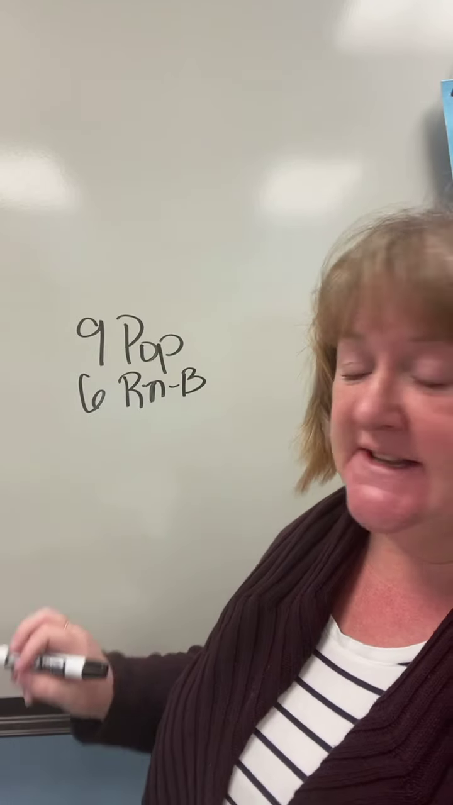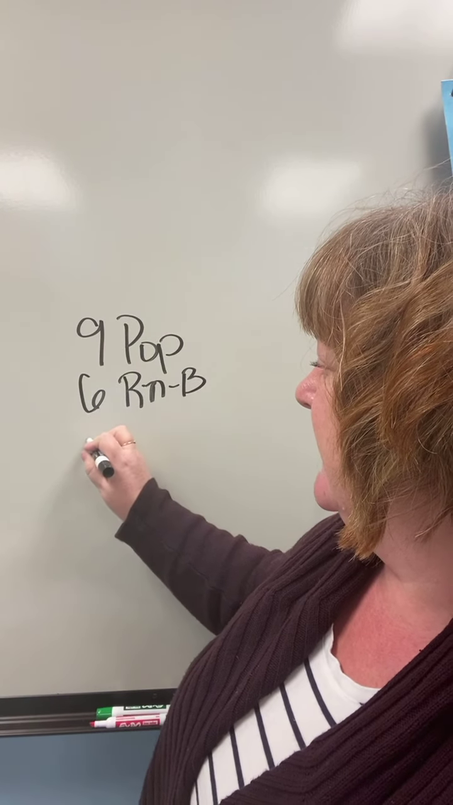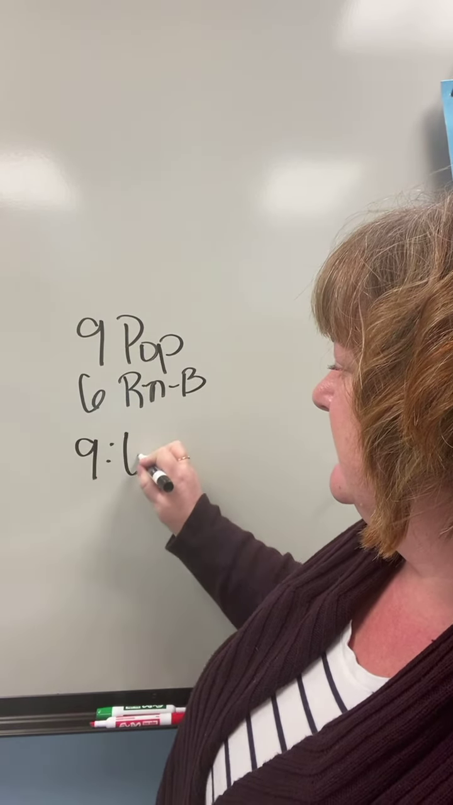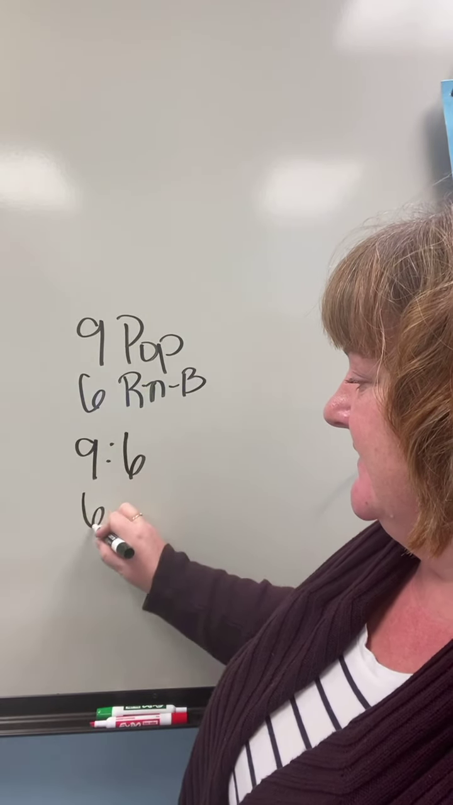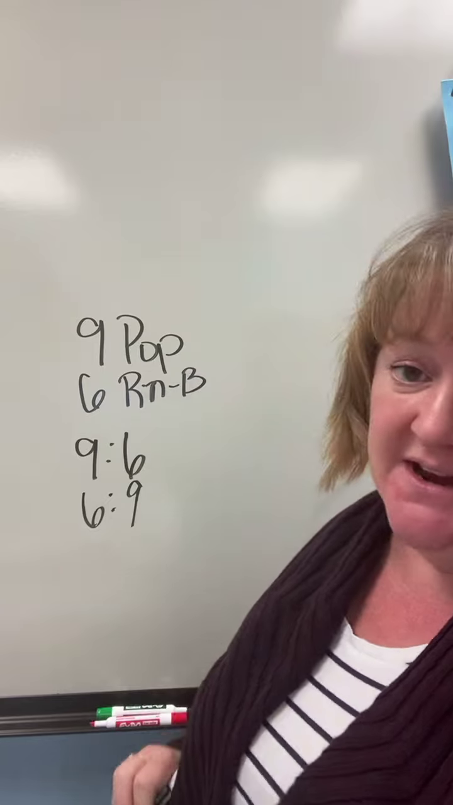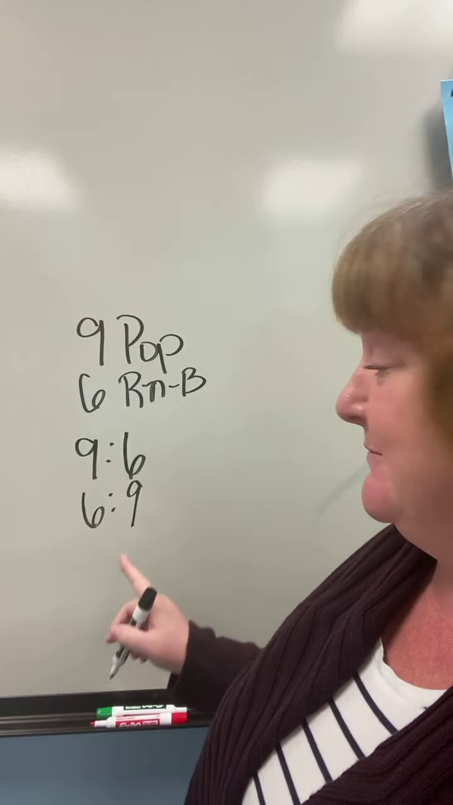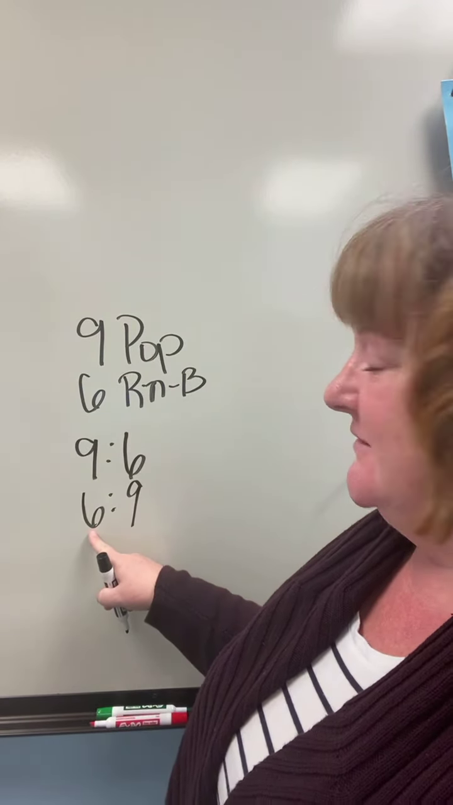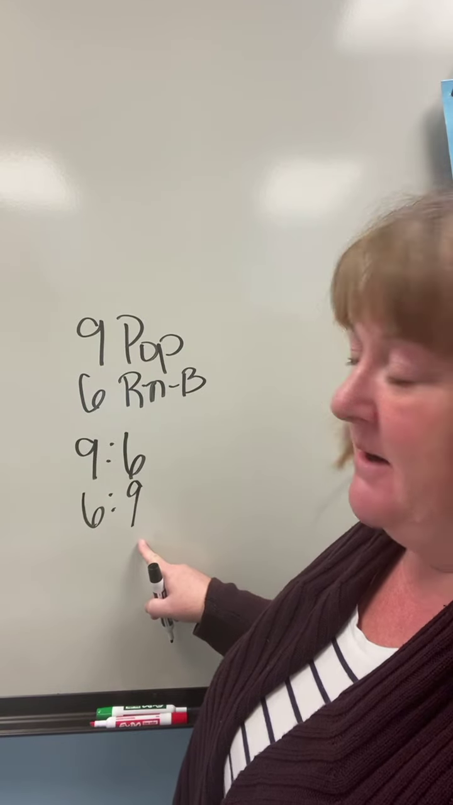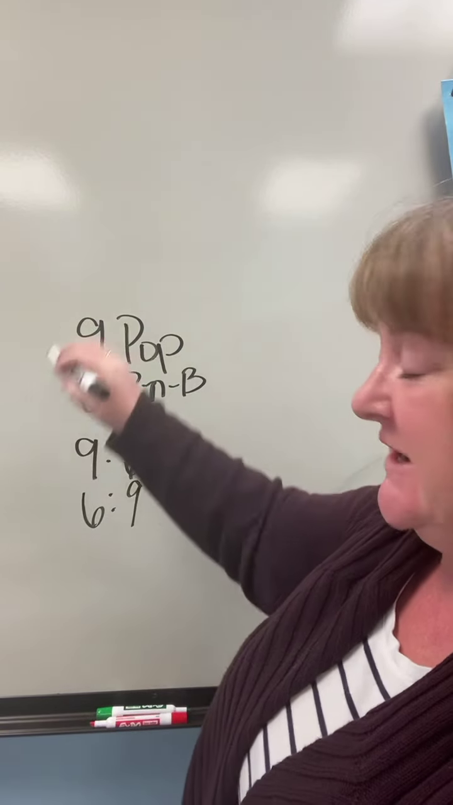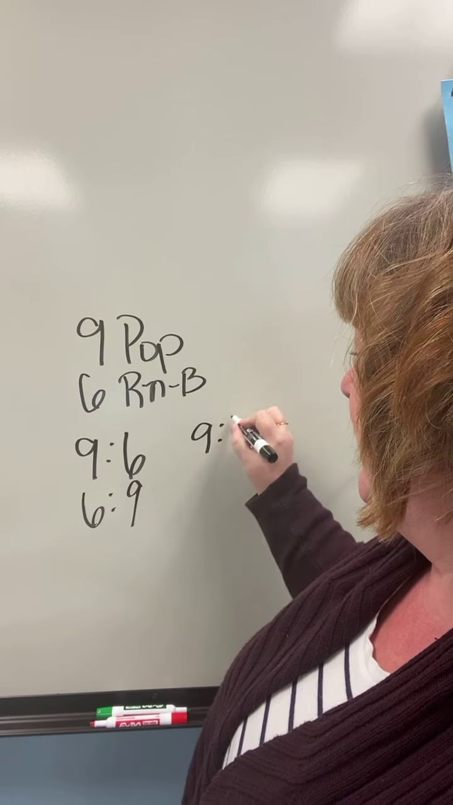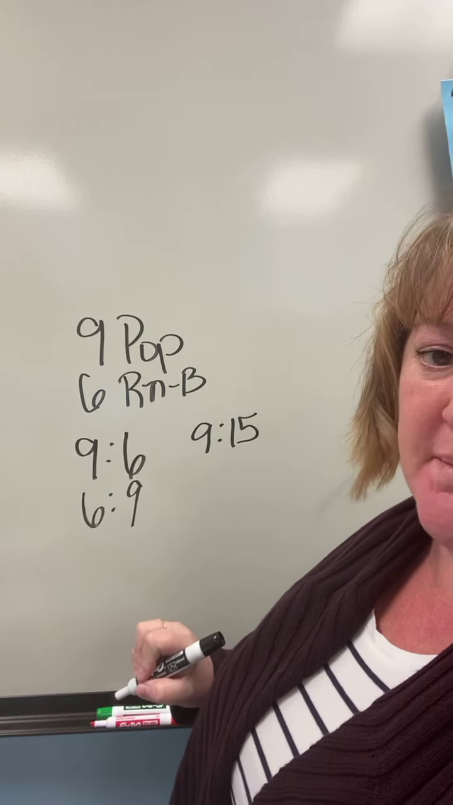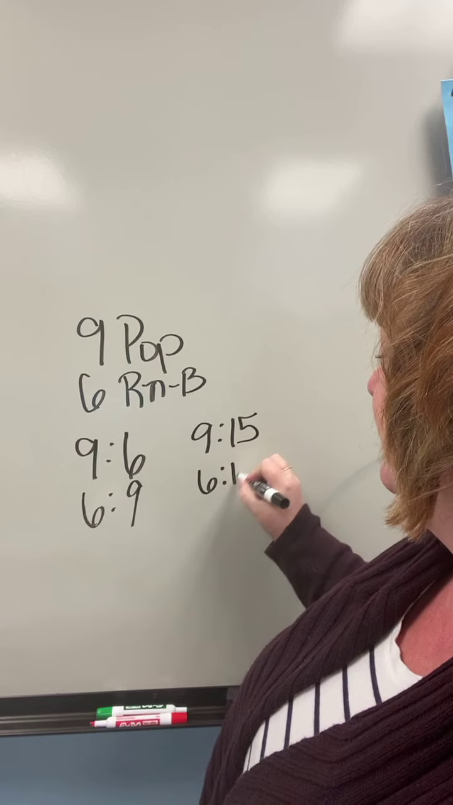So I could say that I have a 9-to-6 ratio. I could say 6-to-9 ratio, and it just means 6 R&B songs to 9 pop songs. I could also look at the total, which is 15. So I could say it's 9 out of 15 were pop songs, or 6 out of 15.